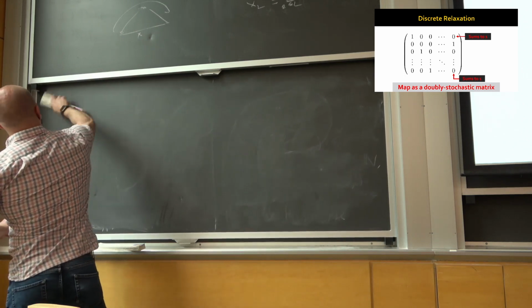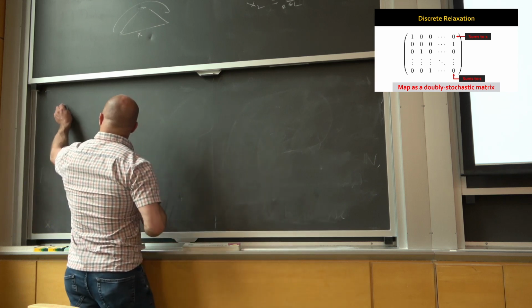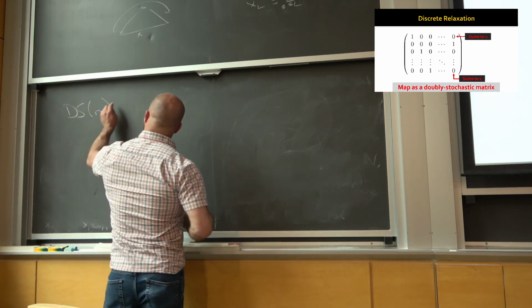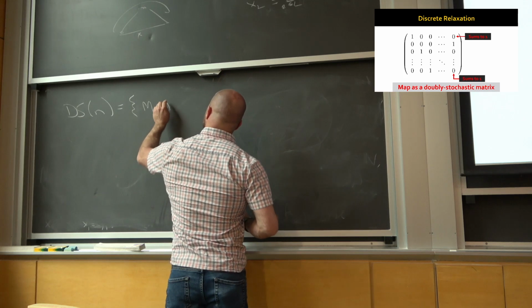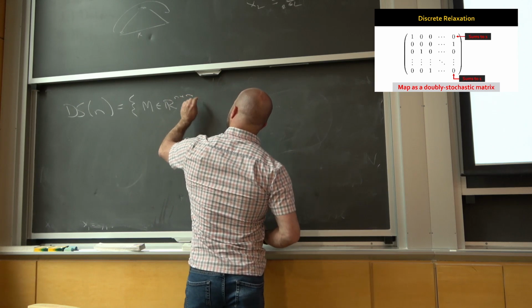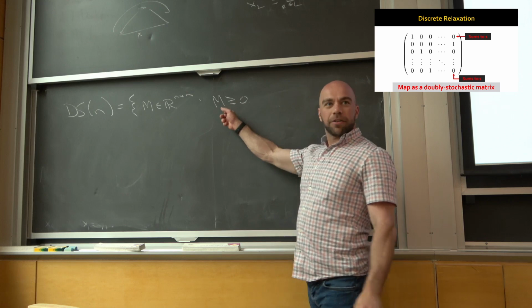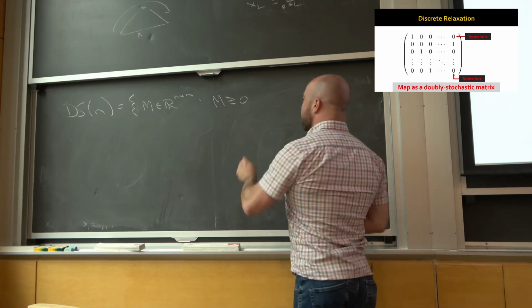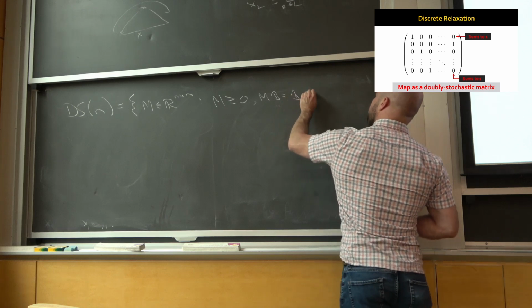Here's the set that we're going to deal a lot with today. We can call it doubly stochastic, or n, equal to the set of matrices which are in R n by n, and satisfy that they are positive, in an entry-wise fashion, that their rows sum to 1, and that their columns sum to 1.